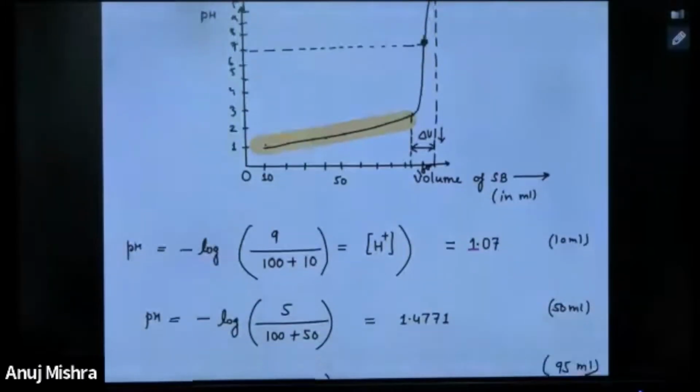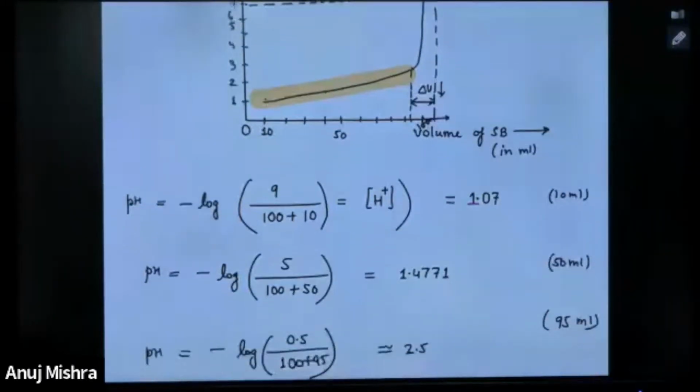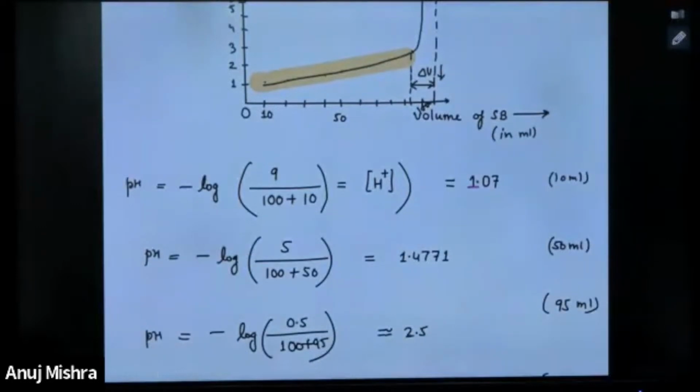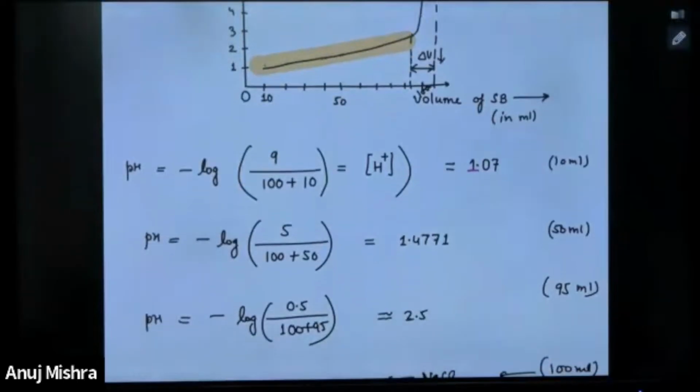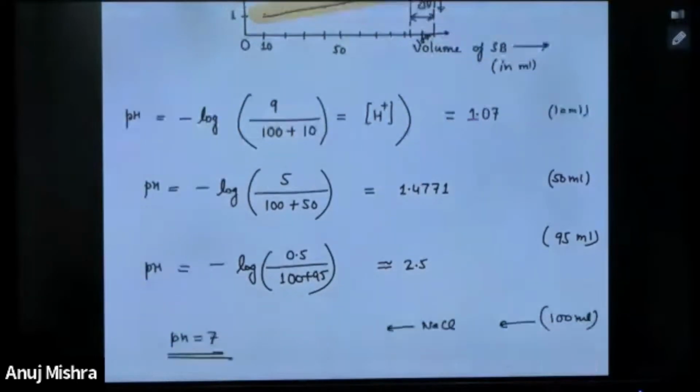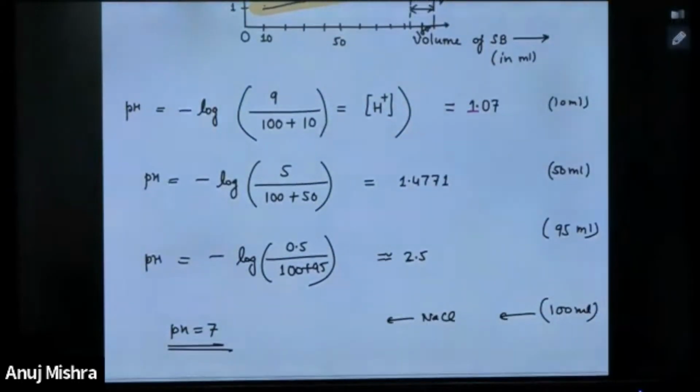So pH is 1.07 for 10 ml, 50 ml. I had also done 20 and 30 for you, but I'm just showing you. For 50 it is 1.47. For 95 it is 2.5. For 100 it is 7.